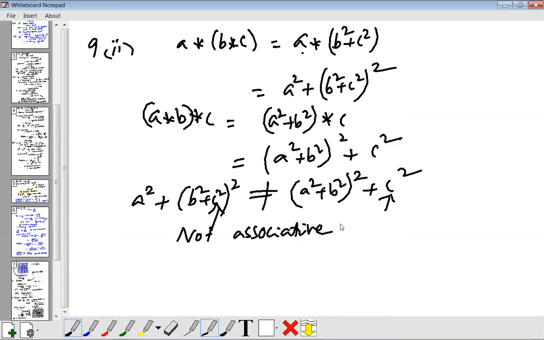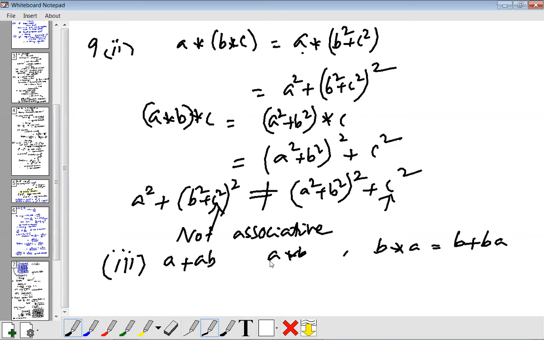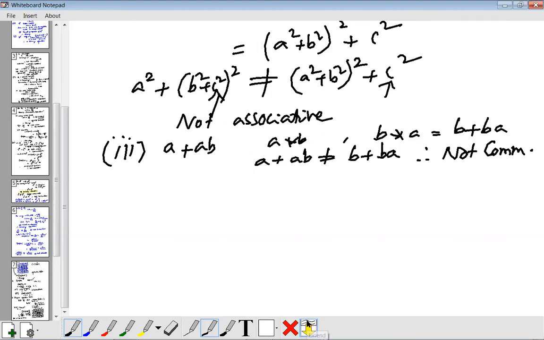Then go to the third one, A plus AB. A plus AB. So this is A star B. If it is B star A, then that will be B plus BA. So A plus AB is not equal to B plus BA. Therefore, not commutative. So whether it is associative or not. Okay. Yes, sir. So whether it is associative or not. So then we are doing A star, B star, C.